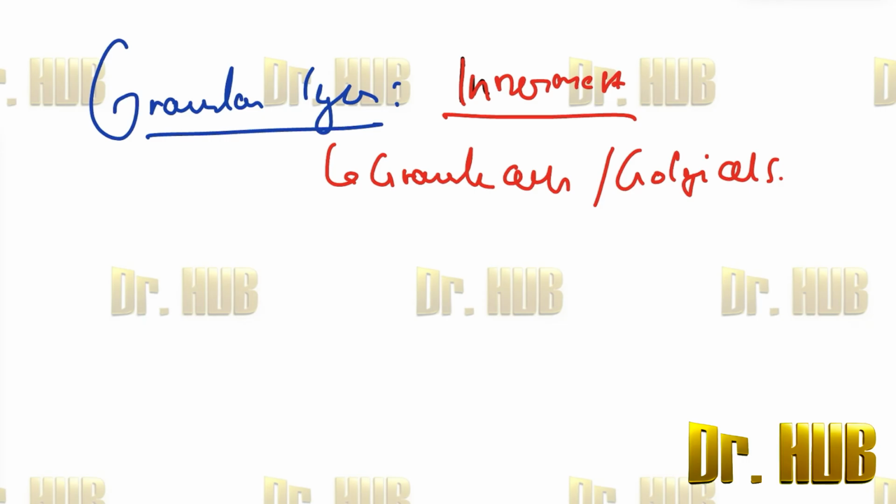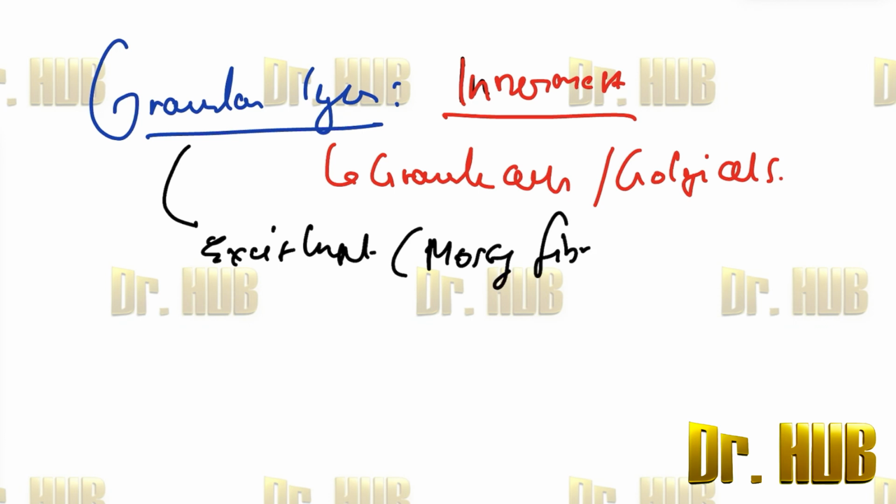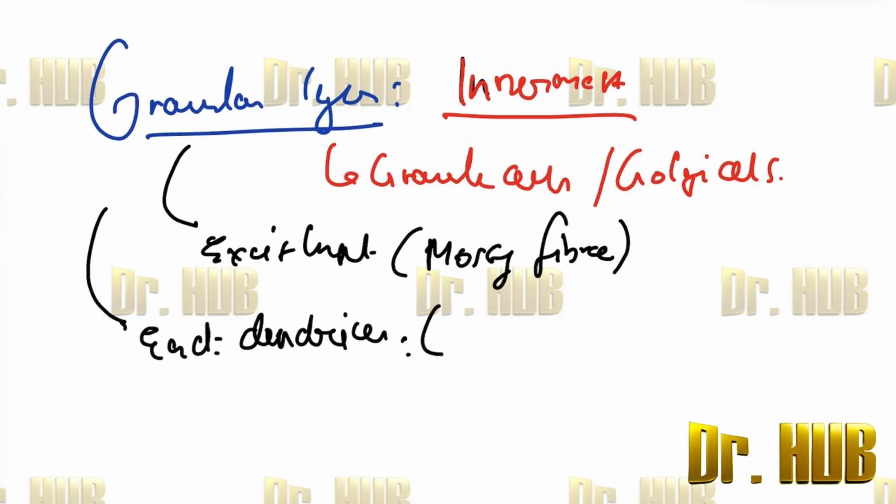It receives excitatory input from the mossy fibers. They end on the dendrites of the granule cells, and these complexes are known as the glomeruli.